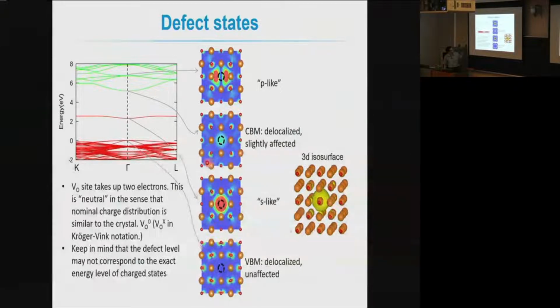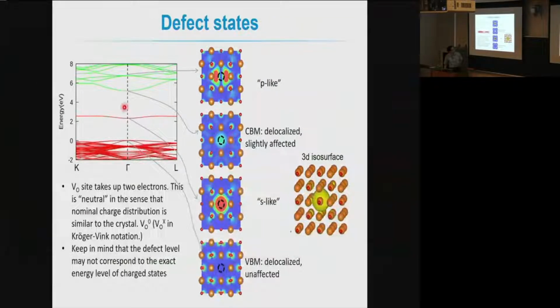I did not say the details, but this red color is the maximum intensity or the maximum probability of the wave function. So the electrons are concentrated at each atom. And so this valence band maximum and the conduction band minimum are actually very similar to those in the perfect crystal and not much affected by the presence of the defect.